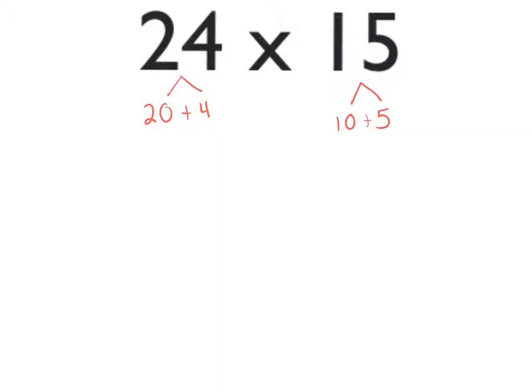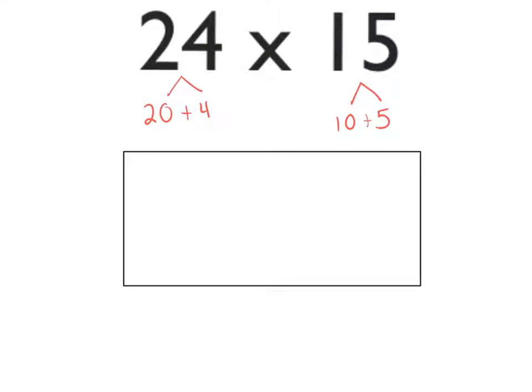And now we need to add a rectangle. Now that we have our rectangle, we are going to place the numbers where they belong. So 24 is going to go on the top, and I'm going to break it into 20 and 4. So that is the length of the rectangle. And 15 is going to break down the width into 10 and 5.